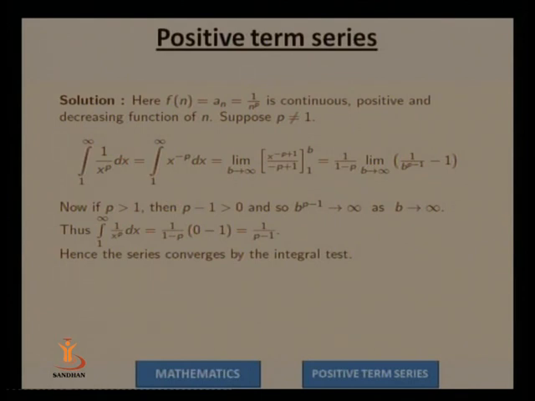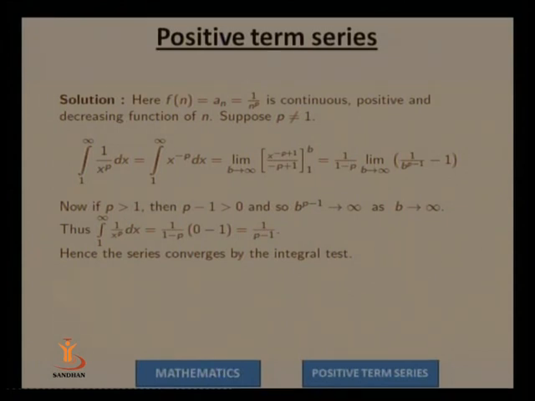So in that case, 1 upon b raised to p minus 1 tends to 0, and so that integration from 1 to infinity of 1 upon x raised to p dx is equal to 1 upon p minus 1. It means that the integral has some finite value. So by the p test we can say that the given series is convergent for p greater than 1.